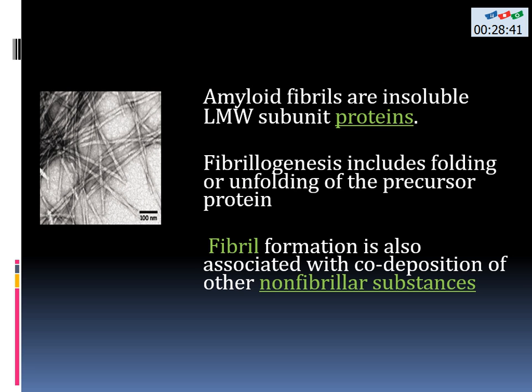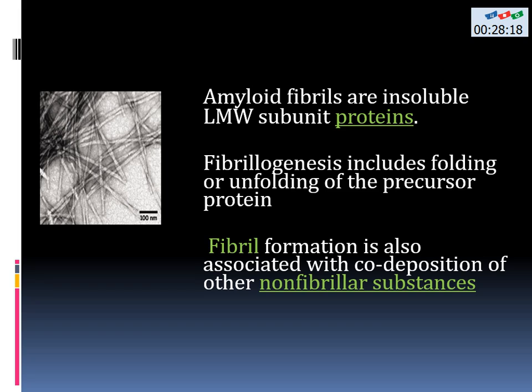Amyloid fibrils are insoluble proteins, as we said. The fibrillogenesis, or the formation of these fibrils, includes folding and unfolding of these precursor proteins. We'll see how folding and unfolding happens in the pathogenesis of amyloidosis. Fibril formation is also associated with co-deposition of non-fibrillar substances.